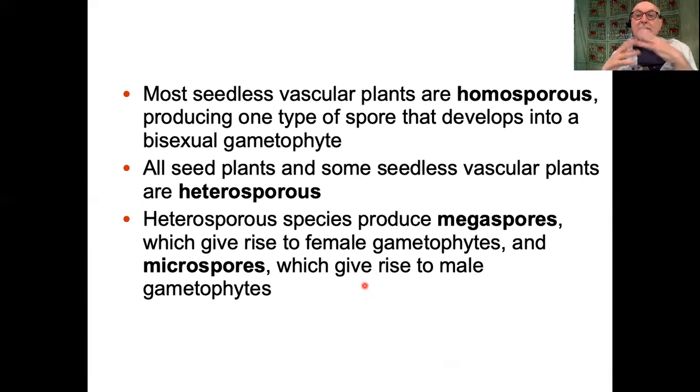But there is a group which are heterosporous. That is, they have one kind of spore which is very large, and one which is really small. And the large one is the female. The small one is the male. The large one is called a megaspore, and the megaspore gives rise to female gametophytes. The small one is a microspore, and it gives rise to male gametophytes.